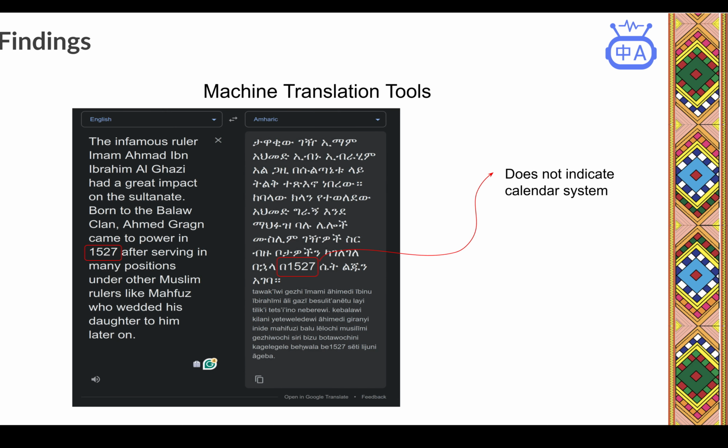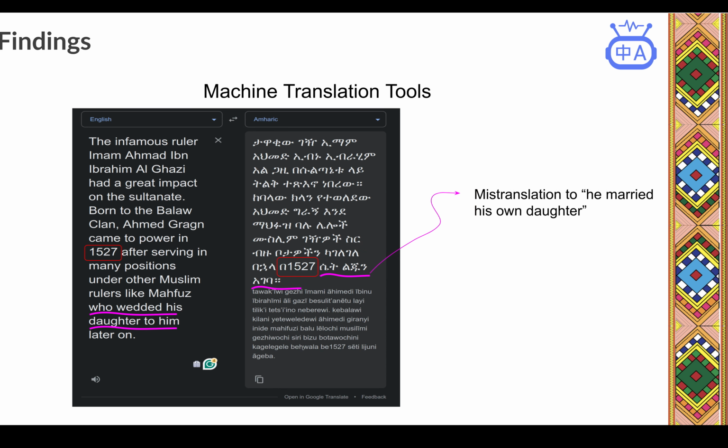First, we see that the translation simply copies over the year that the ruler came into power without indicating what calendar system it is in or doing any sort of conversion. And without the context that this came from an English text, the Amharic text would actually be off by about 7 years because the default would be the Ethiopian calendar.